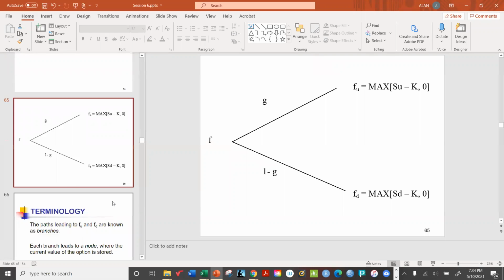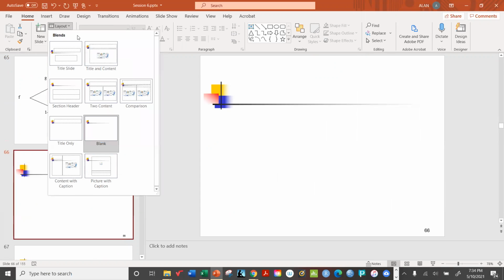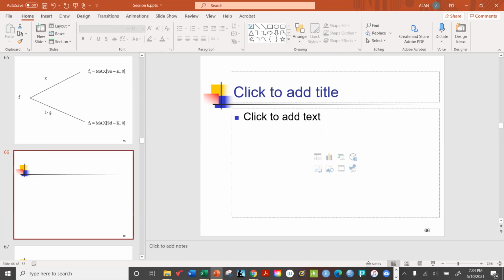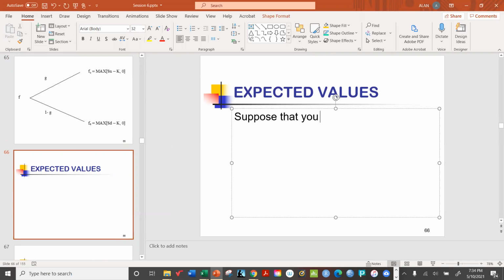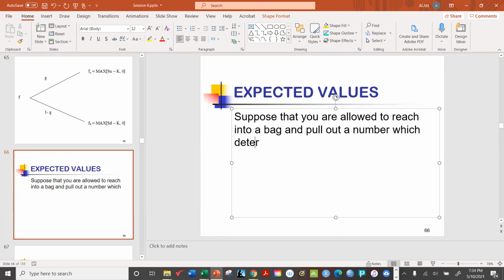All right. Now, before we go any further, I just want to throw in a brief interlude here. We're going to look at something called expected values. Suppose, this is an example, that you are allowed to reach into a bag and pull out a number which determines the prize that you win.